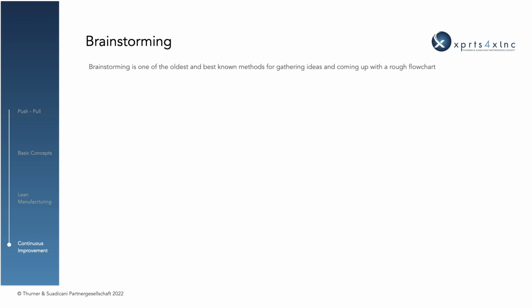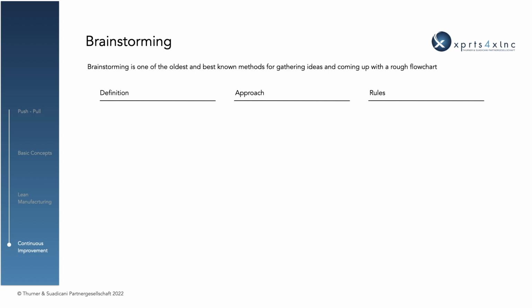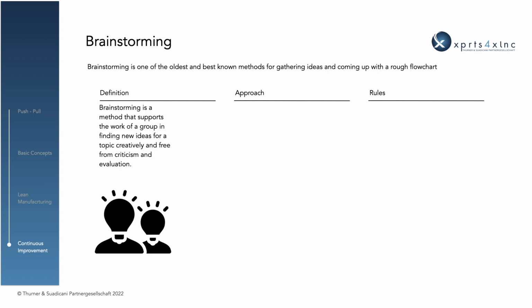We will now describe in detail all 4 steps of a Kaizen project. Brainstorming. Brainstorming is one of the oldest and best-known methods for gathering ideas and coming up with a rough flowchart. Definition. Brainstorming is a method that supports the work of a group in finding new ideas for a topic creatively and free from criticism and evaluation.